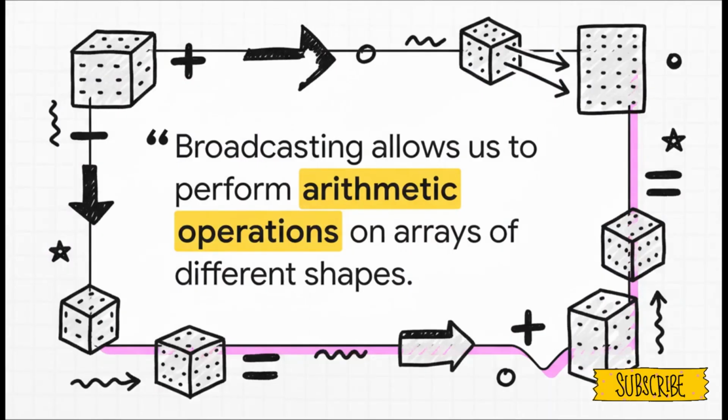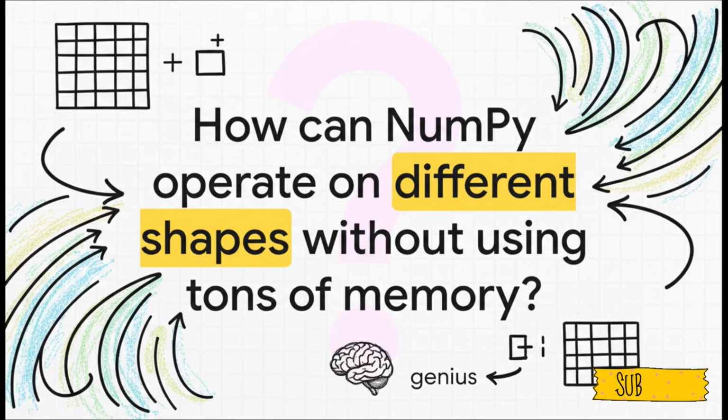So vectorization is great, but what happens when you want to do math on two arrays that don't have the exact same shape? That's where broadcasting comes in. It's basically a clever set of rules that lets NumPy handle these mismatched shapes in a really smart and efficient way. Which leads us to a really important question.